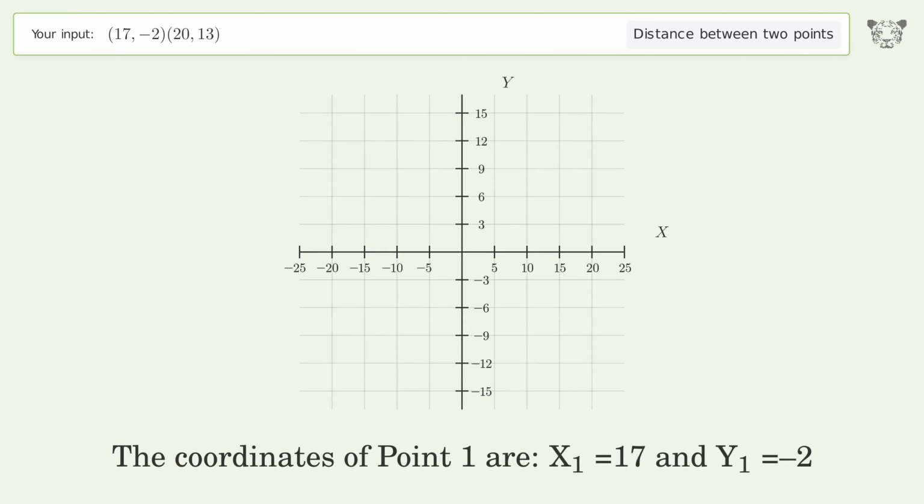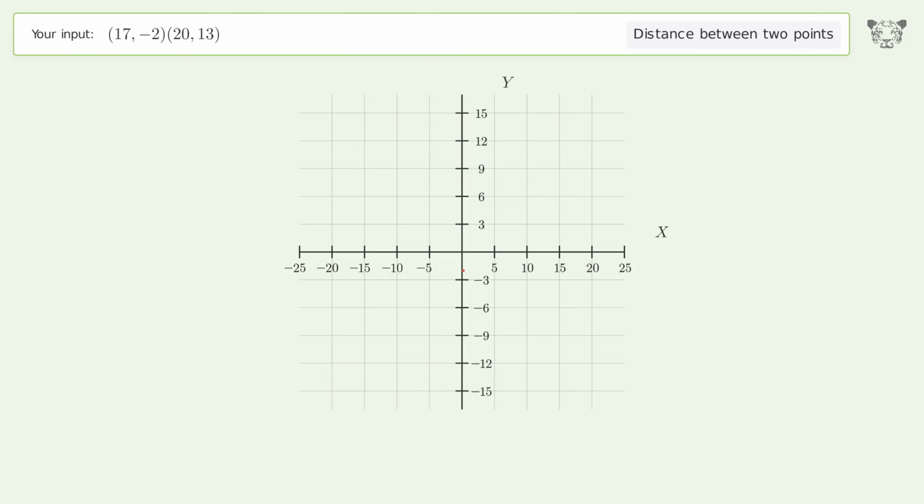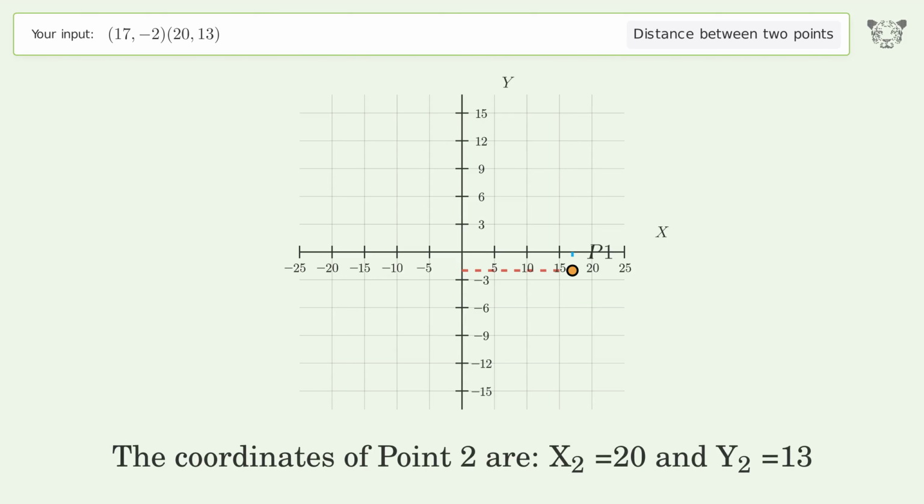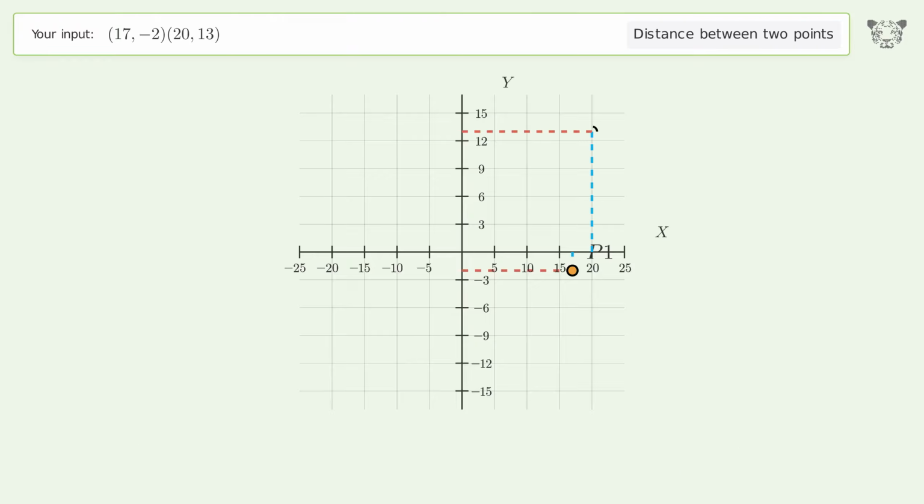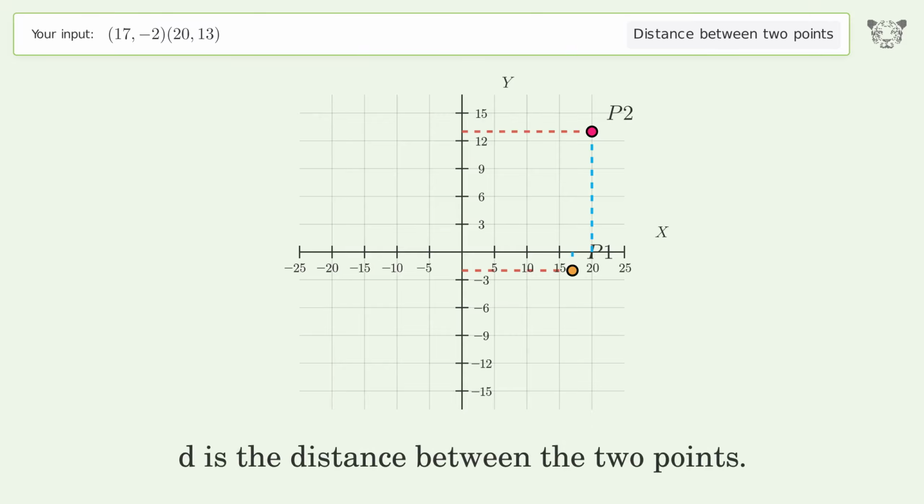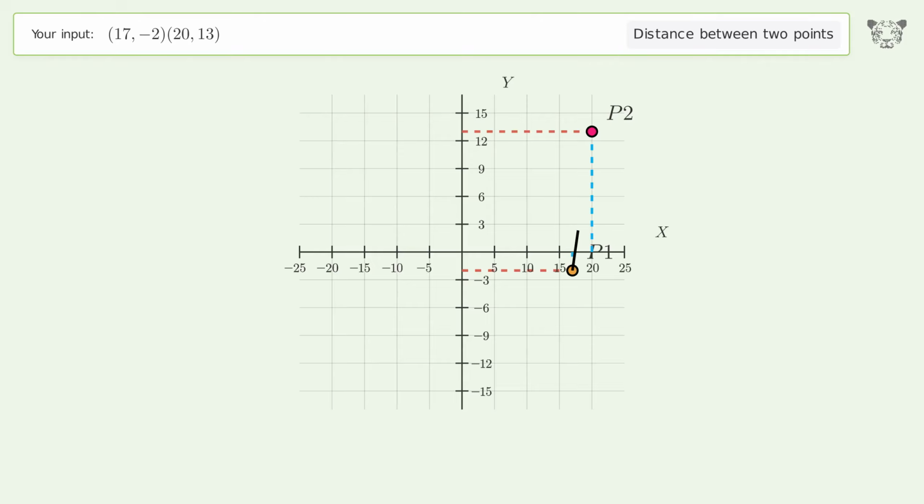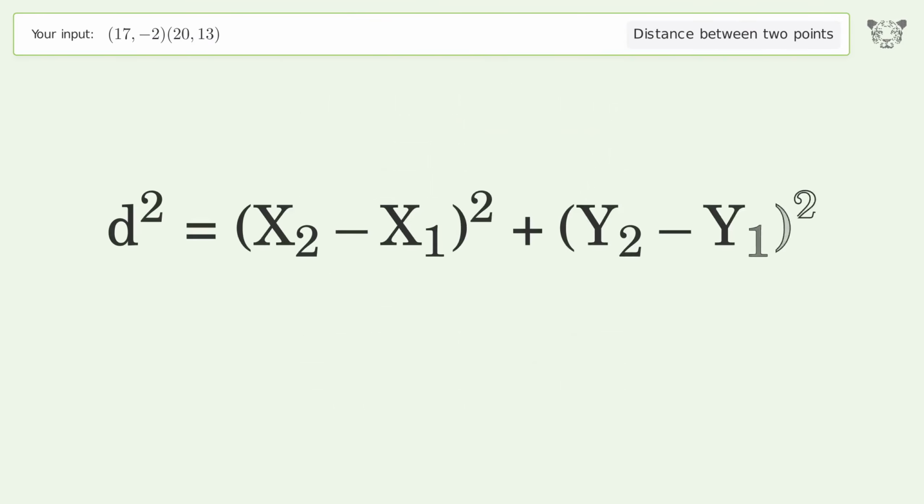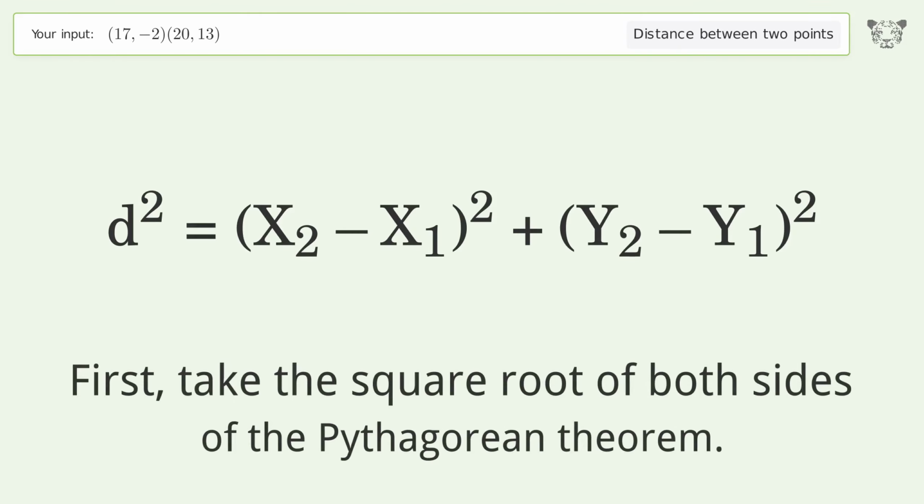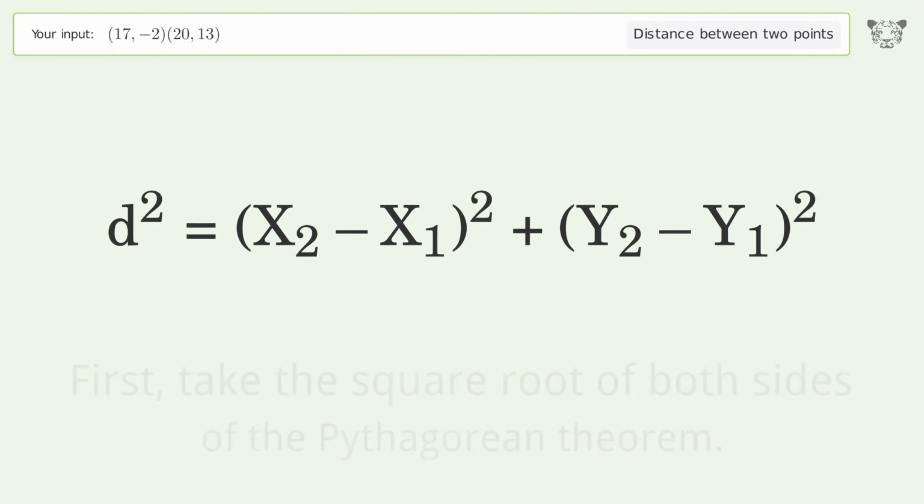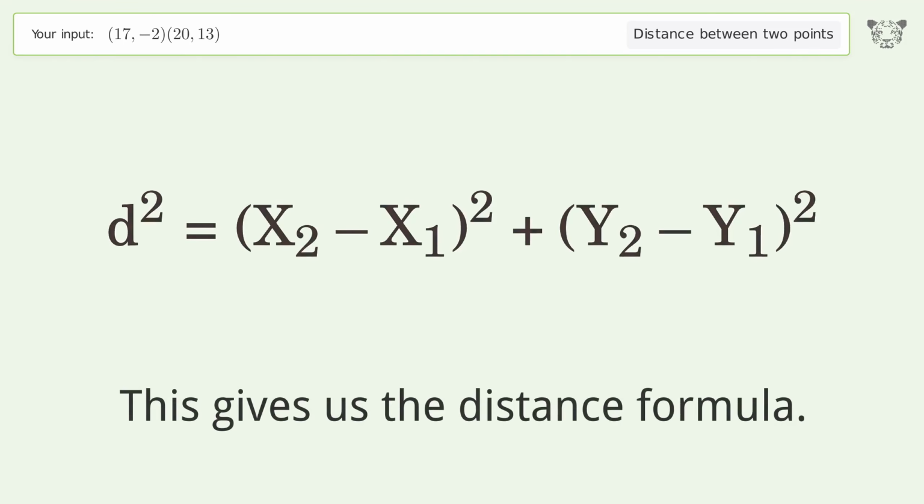The coordinates of point 1 are x1 equals 17 and y1 equals -2. The coordinates of point 2 are x2 equals 20 and y2 equals 13. D is the distance between the 2 points. First, take the square root of both sides of the Pythagorean theorem. This gives us the distance formula.